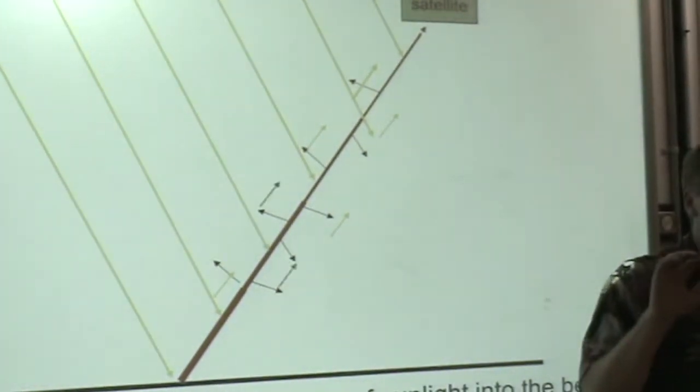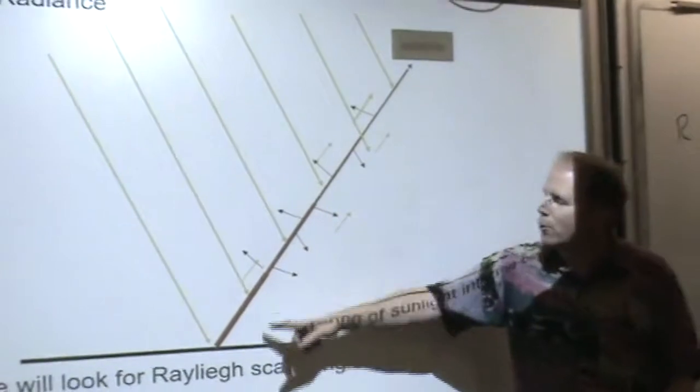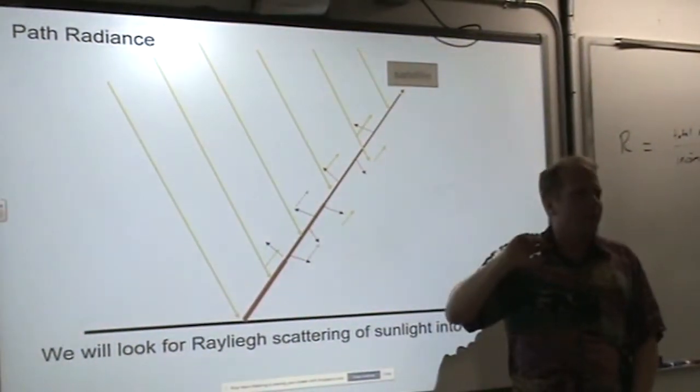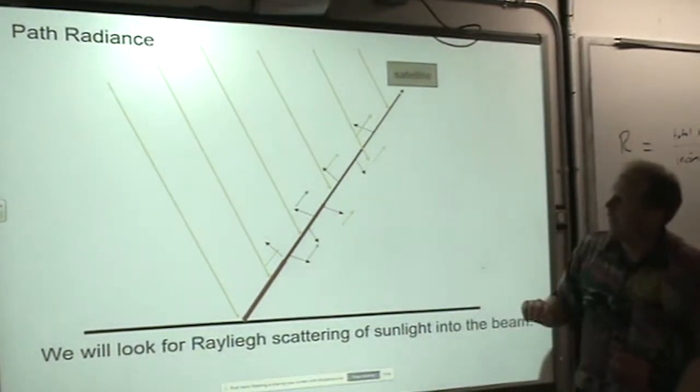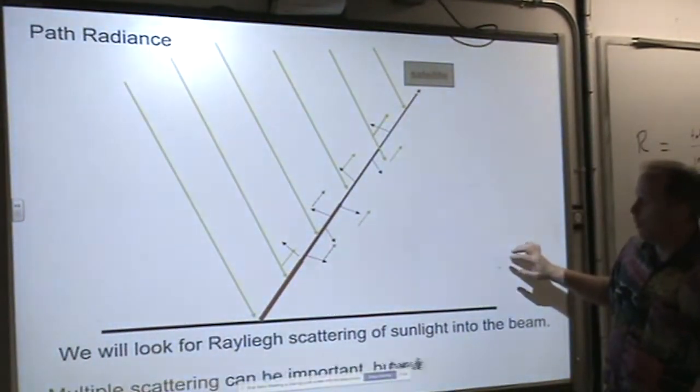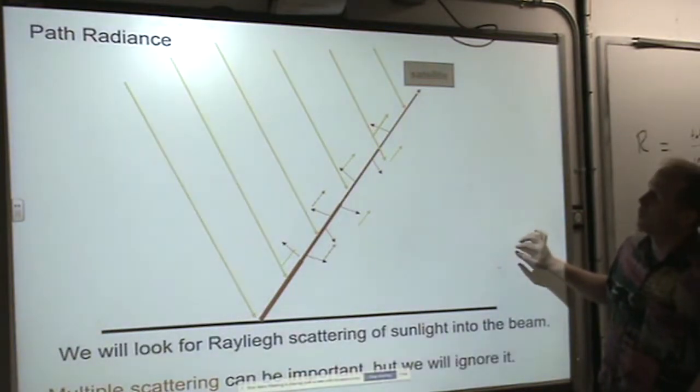But good atmospheric correction would take into account the light that's coming up here getting scattered again, other secondary scattering. It's kind of a small correction. So we're going to ignore the multiple scattering.